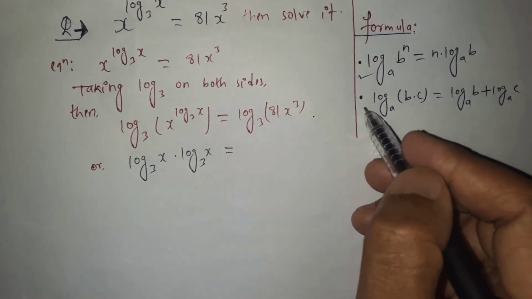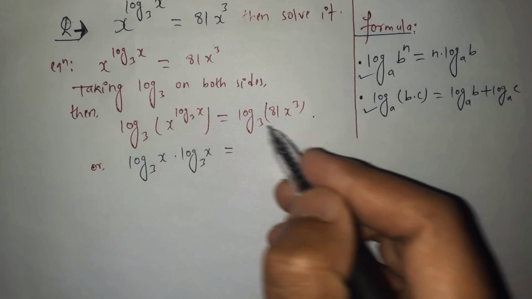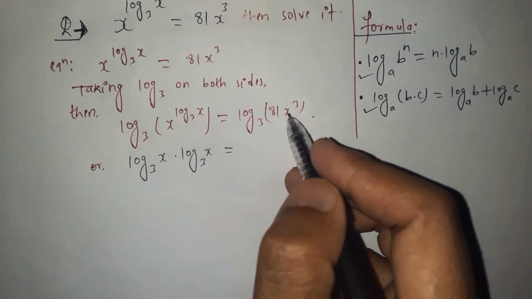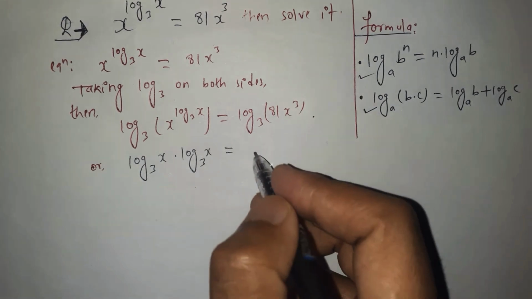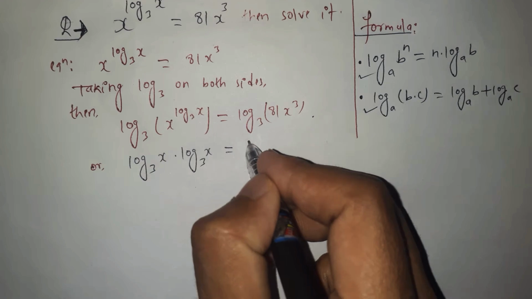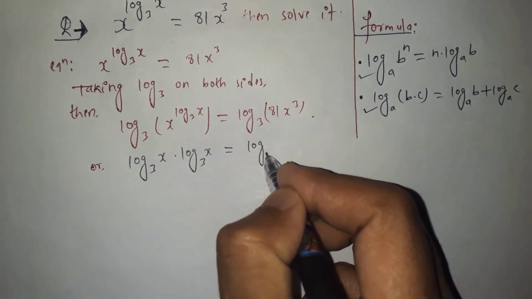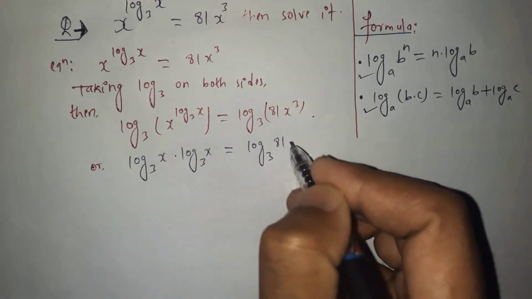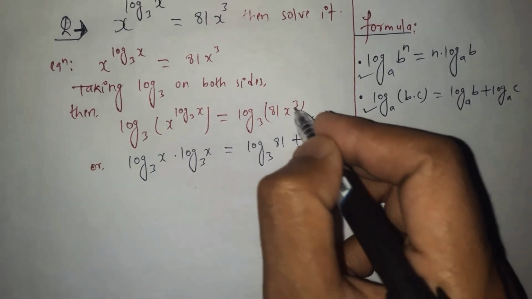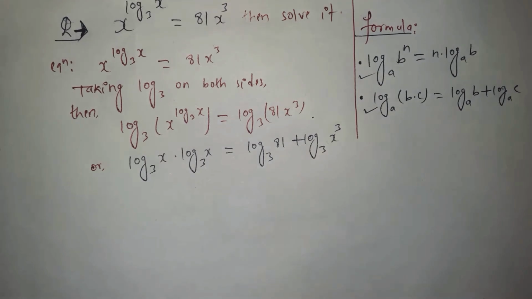Now I am going to use this formula on the right hand side of these equations. Here are the two factors. One is 81 and the next one is x raised to the power 3. Then after using the formula, our equation becomes log with base 3 of the first number 81 plus log with the same base of the second number x cube.